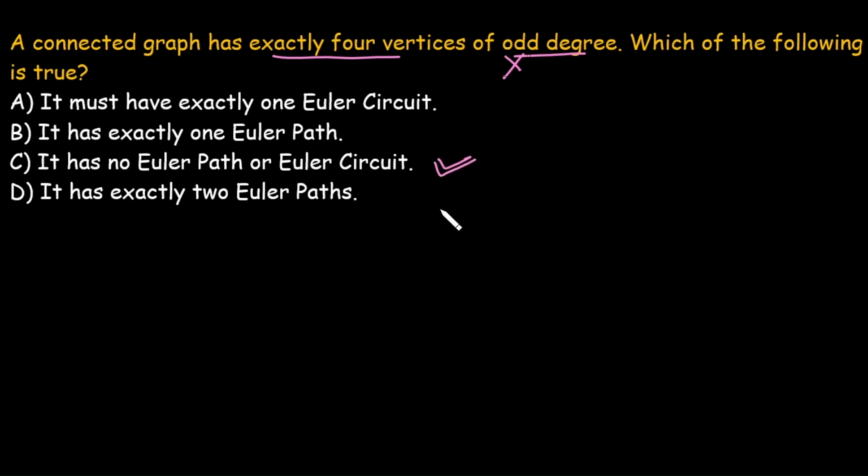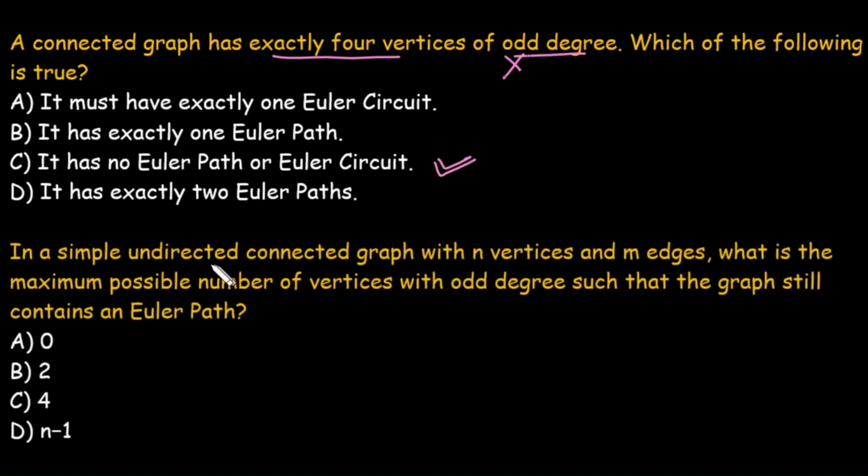Hence option C is correct. Next, in a simple undirected connected graph with n vertices and m edges, what is the maximum possible number of vertices with odd degree such that the graph still contains an Euler path? It means again we need to deal with the same condition. If the graph has an Euler path, exactly two vertices are there of odd degree. Hence option B is correct.